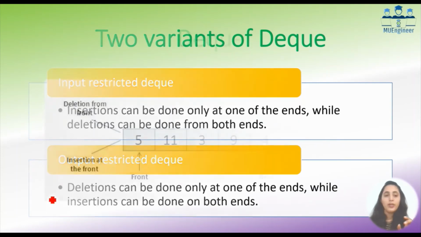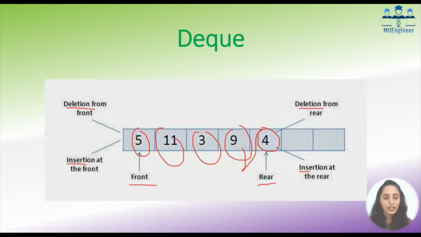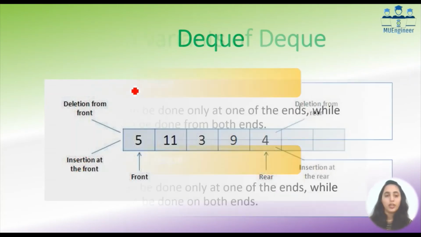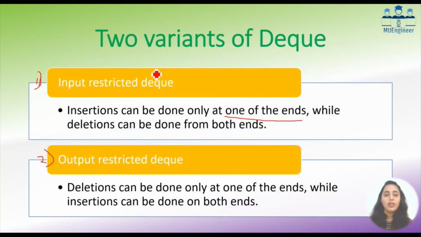Okay, so I can say, insertion always happens at the rear end. Yeah, so we see, insertion mostly happens at the rear end. So I can say you can insert from the rear end, but you cannot insert from the front end, whereas delete is available from both the ends. So these three operations are possible when it is an input restricted DQ. You can see here, input restricted DQ, insertion can be done only at one of the ends, while deletion can be done from both the ends.